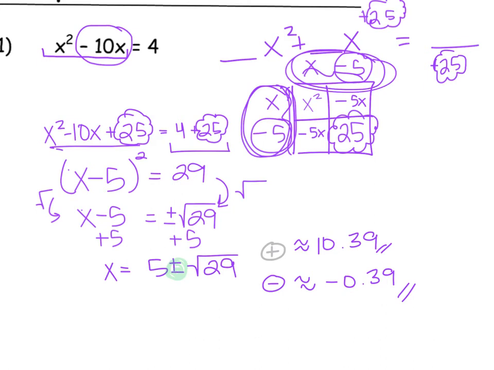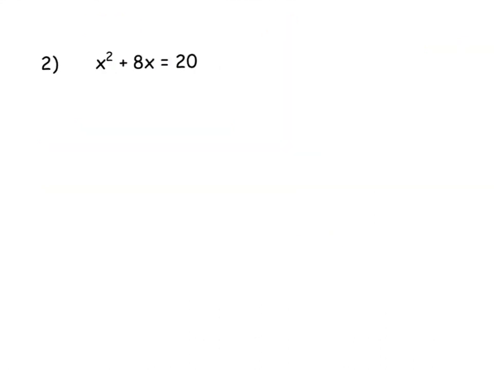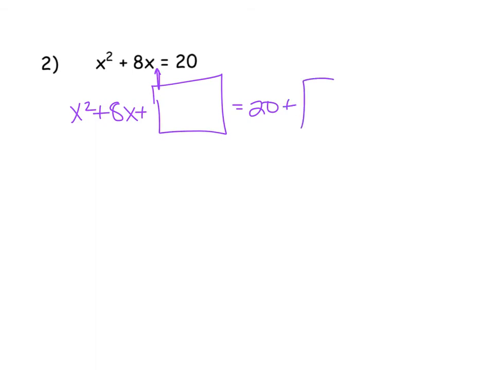So let's try a second example. Here we have x squared plus 8x equals 20. And there may be another method that's better for this one, but we're going to try it with complete the square anyways, just to see how it works. So again, I'm going to make a little space in here, x squared plus 8x plus whatever number completes my square equals 20 plus that same value to balance out the equation.